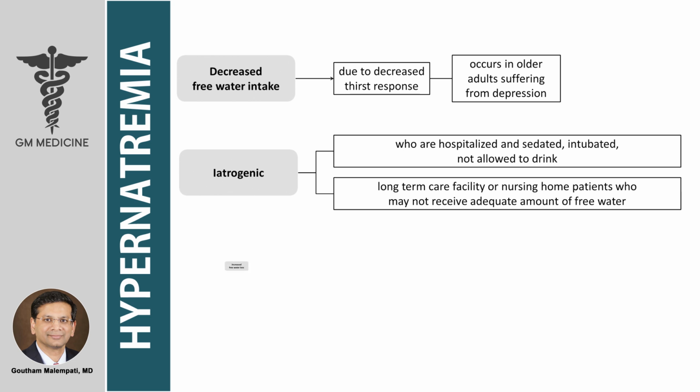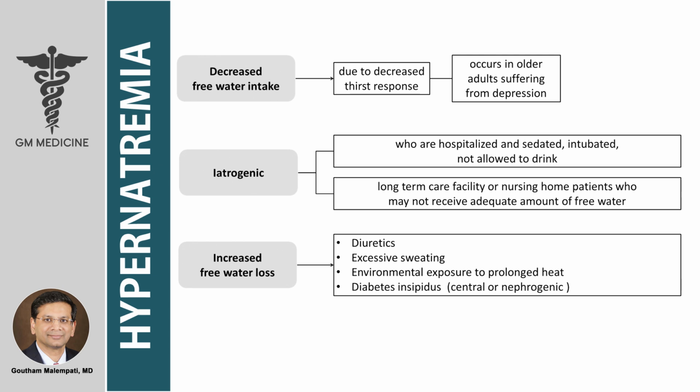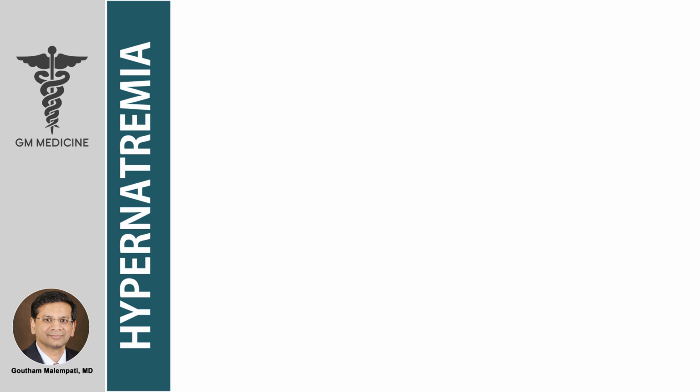Increased free water loss can be due to various causes. It can be from diuretics, from excessive sweating, environmental exposure to prolonged heat, or diabetes insipidus, which could be of central or nephrogenic etiology. Increased sodium intake is predominantly iatrogenic, and it could be secondary to sodium bicarbonate tablets or hypertonic saline administration.